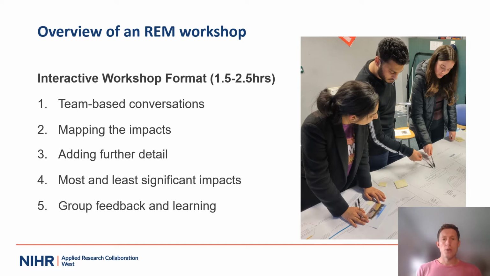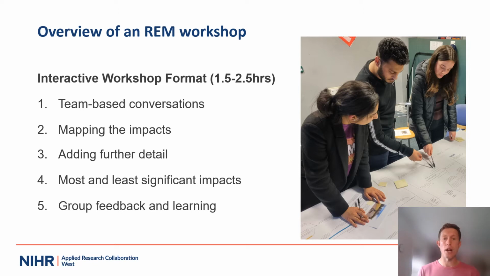Moving on now to the actual overview of what a workshop looks like. So a ripple effect mapping workshop takes the form of an interactive and participatory session, and they can last anywhere between 1.5 to 2.5 hours, depending on the group that you're working with and the time that you also have available. Now, the outline below will work for either an in-person or an online workshop. And really, there's 5 main steps then to consider within one of these workshops.